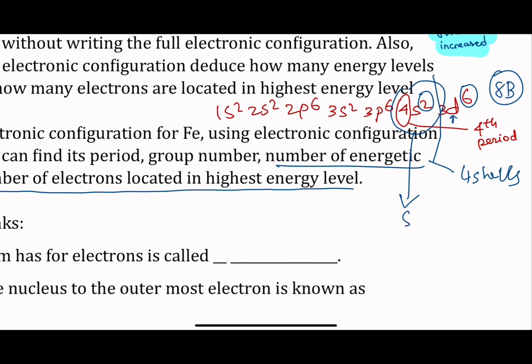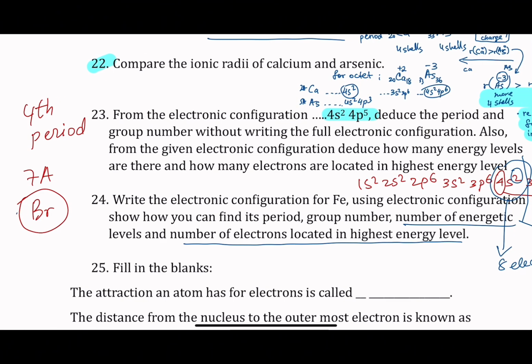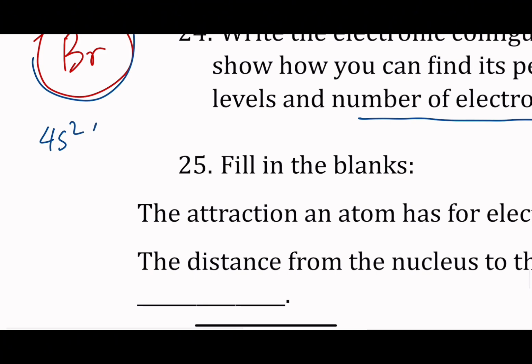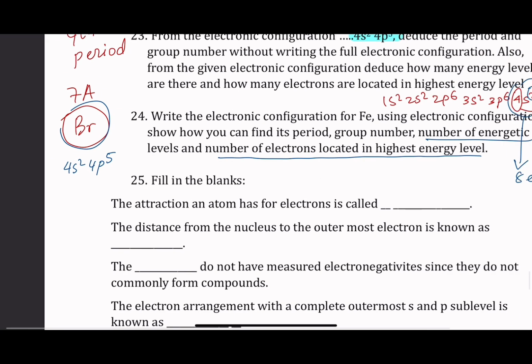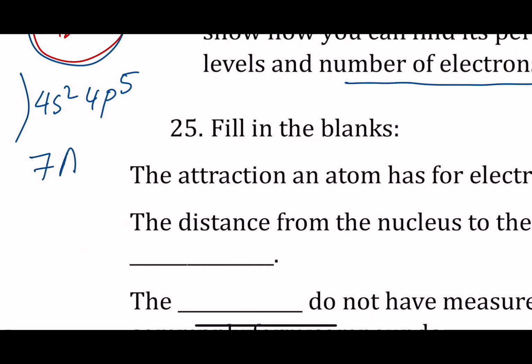Cover in that detail, but it says 8 electrons. But right now, let me show you what happens with bromine in the previous question. So bromine has 4s2 and 4p5, right? How many electrons are located in the highest energy level? So this is the highest energy level. So right away we can see that it is a 7A, right? Because 2 plus 5 gives you 7, and because they are located in S and P, it is an A group, 7A group element.